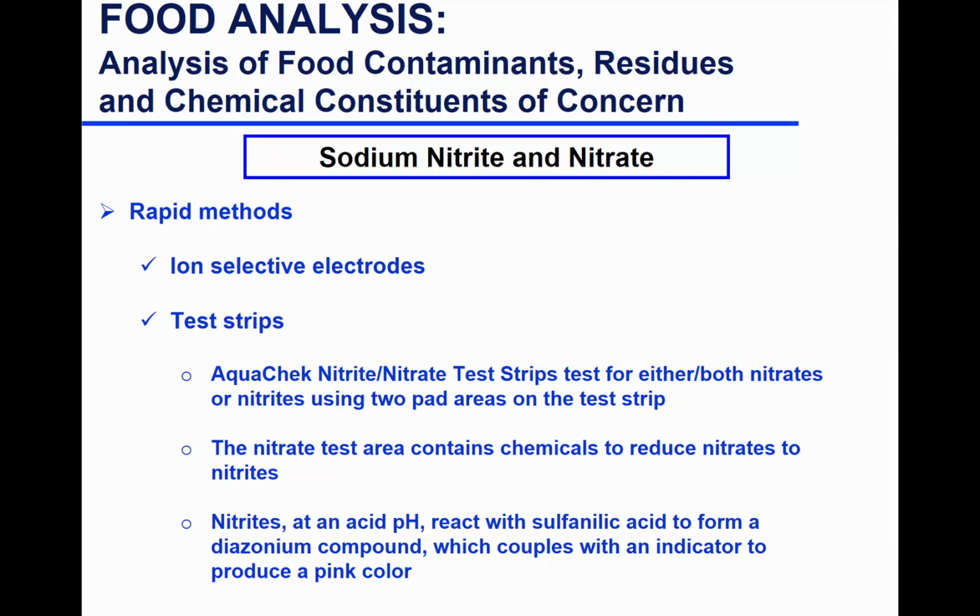So there are ion selective electrodes similar to those that we described in the mineral analysis chapter, otherwise test strips can be used, like the AquaChek nitrate test strip. Yeah, you just don't worry about the detail. Just know ion selective electrodes and test strips for those particular rapid methods.